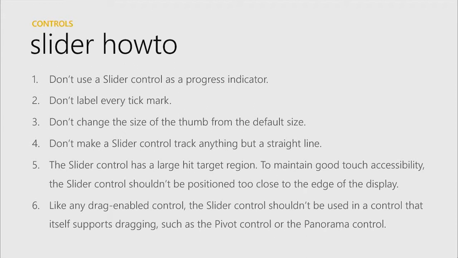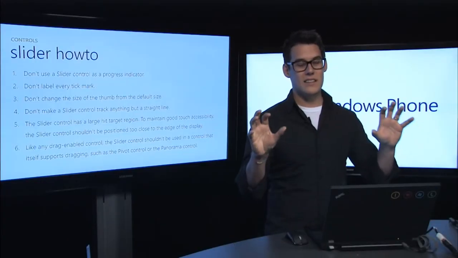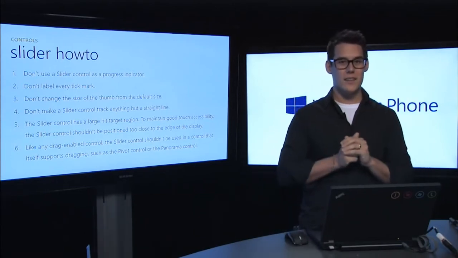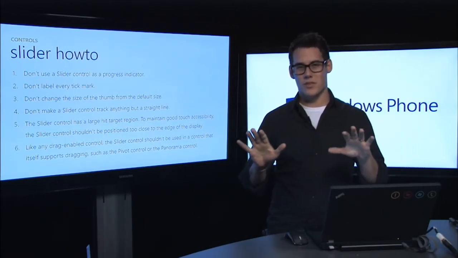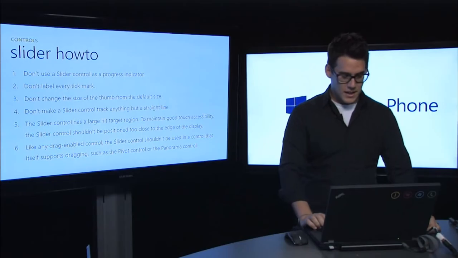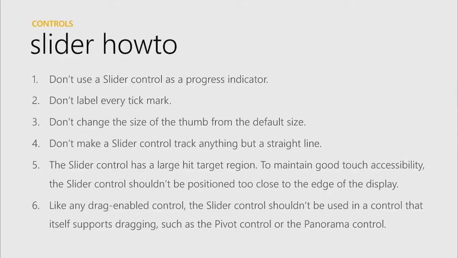Don't label every tick mark. Only the outside, high and low, should be labeled. Don't change the size of the thumb from the default size. We thought long and hard and did a lot of user research in Windows Phone Design Studio about what the sizes of those hit targets should be. You can edit them, but by rule of thumb, don't, unless you're going to make them slightly bigger. Don't make a slider control track anything but a straight line. Making it a curvy line is really difficult to do with the gestures built into it.